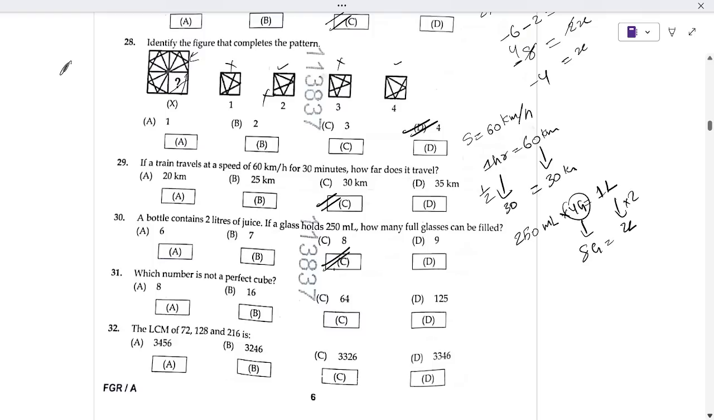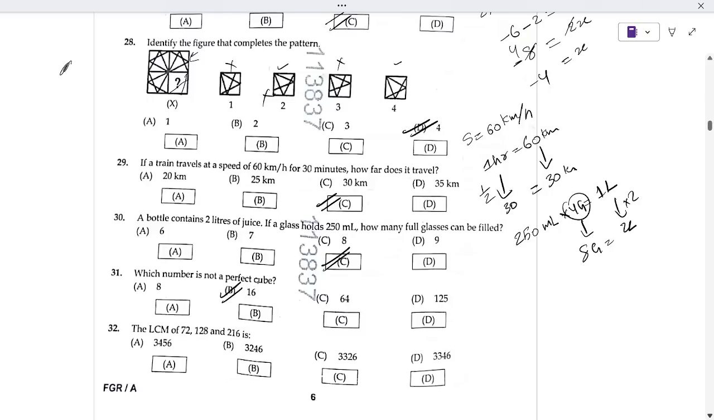Which number is not a perfect cube? Cube means what? 2 cube is correct. 16 is not a perfect cube. So 16 is the answer because 64 is what? 4 cube. And then 125 is nothing but 5 cube. So 2, 3, 4, 5 cubes are there, which means this should be 27.